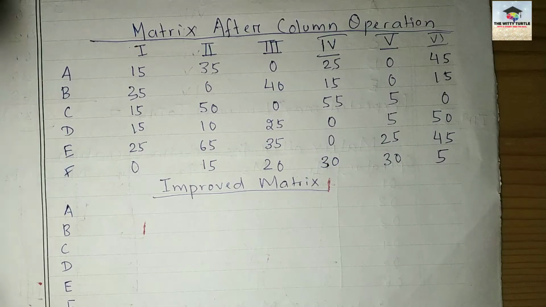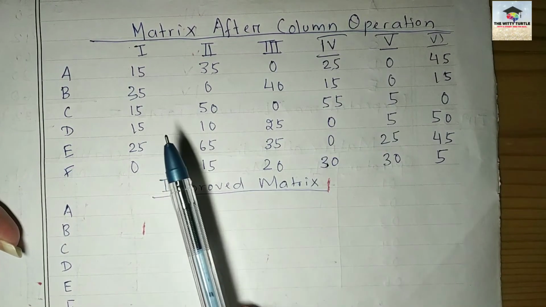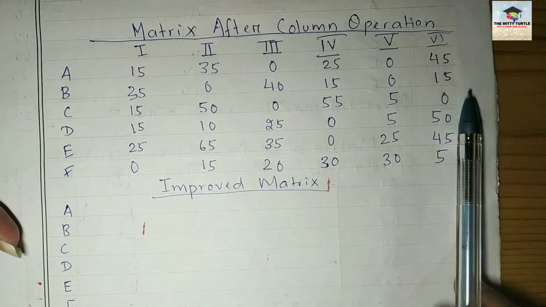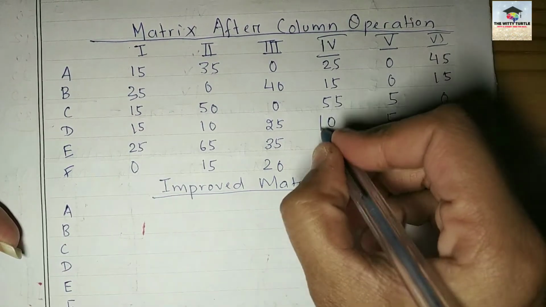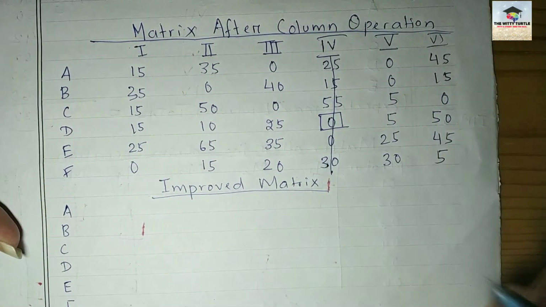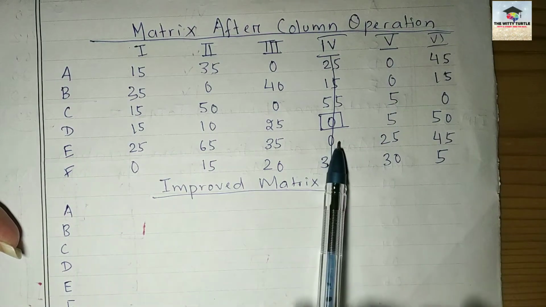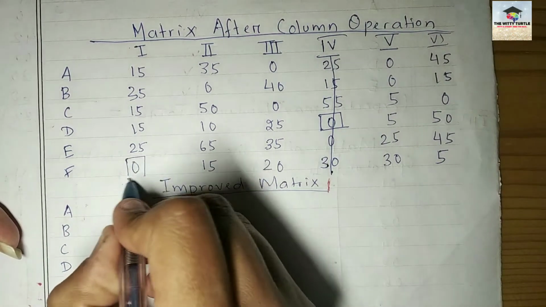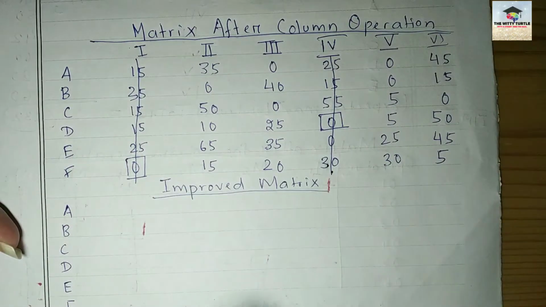How to check optimality? How many zeros are in the first row? There are 2 zeros, so you are not going to cut anyone. In the second row also there are 2 zeros. In the third row also there are 2 zeros. But in the fourth row, there is only 1 zero, right? So you are going to cut the entire column. Now in the fifth row, there is no zero. In the sixth row, how many zeros are there? Only 1 zero. So again you have to cut the entire column, right?